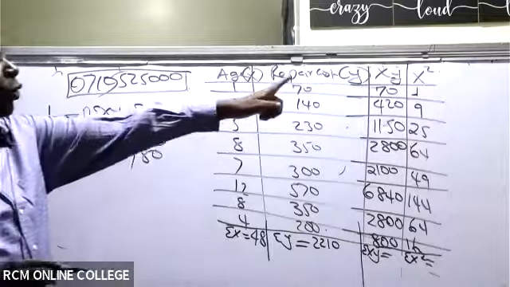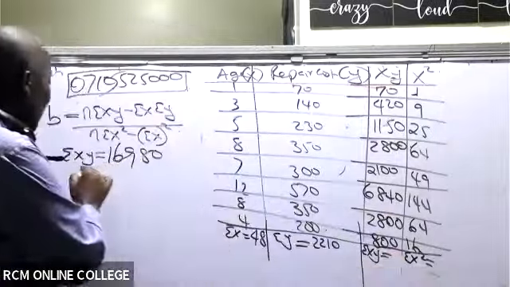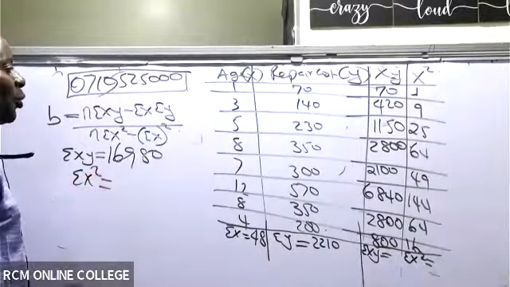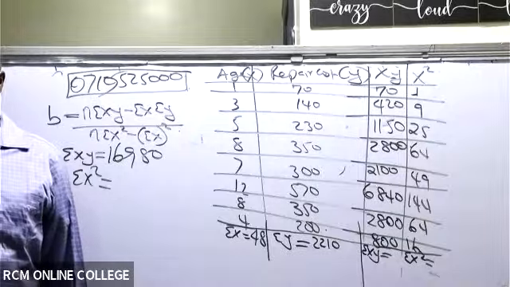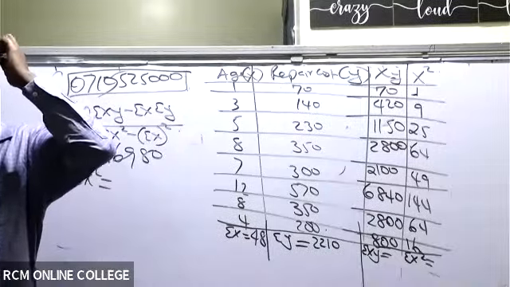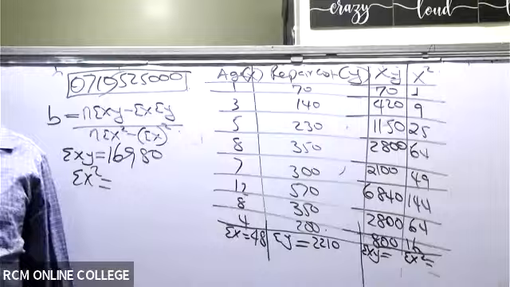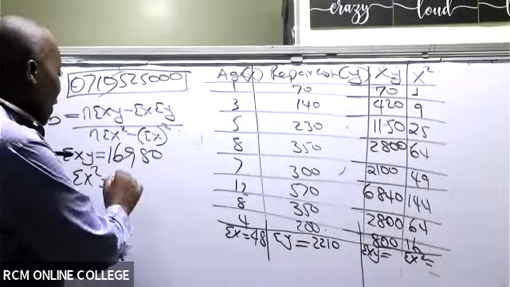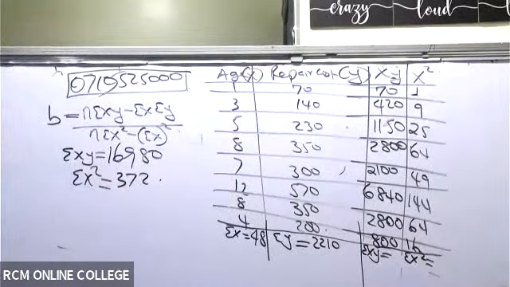And then lastly, we need the summation of x squared. Are you able to give me the answer? That's not a very hard one. That I should be able to get. According to Kevin, it is 372. I would want another student to confirm that this 372 is correct. Gitari has confirmed. Thank you so much.